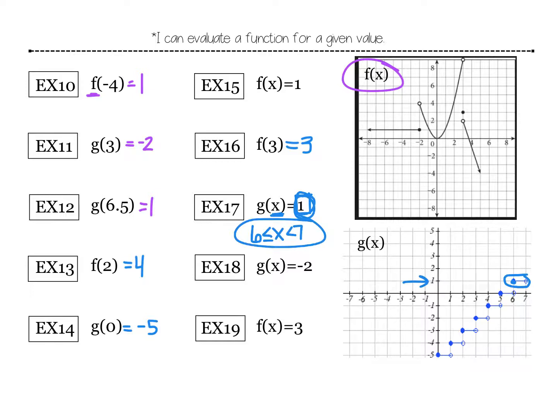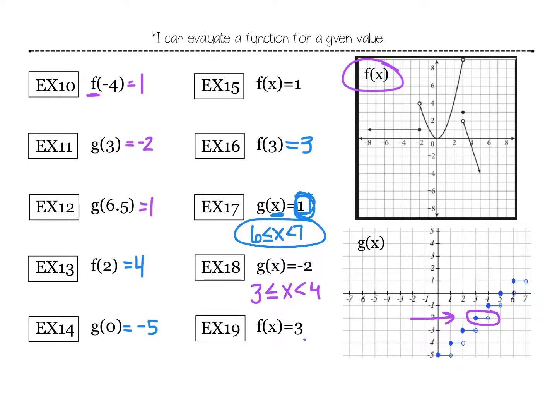All right, I'd like you to try example 18 on your own. So for -2 as the output, that's happening anytime that the x value is between 3 and 4. If you have any questions about that, make sure you write them down for your CSG. And then let's look at example 19.